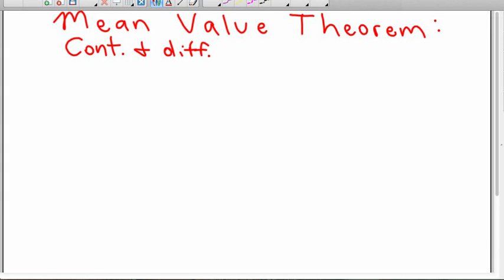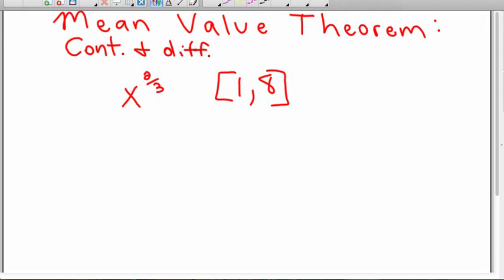Example: x to the 2/3. The closed interval is 1 and 8. And we're finding the point where the instantaneous rate equals the average. How do you find the average? Alright, so first you find the secant line.